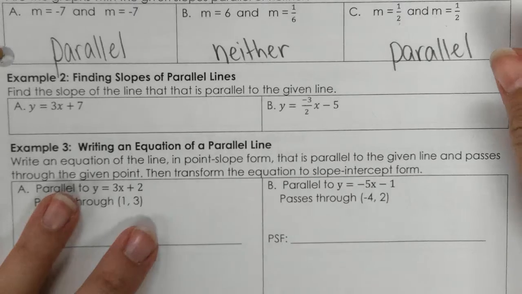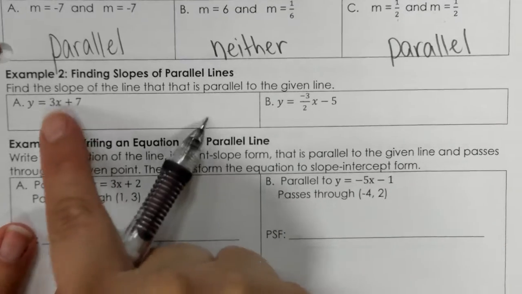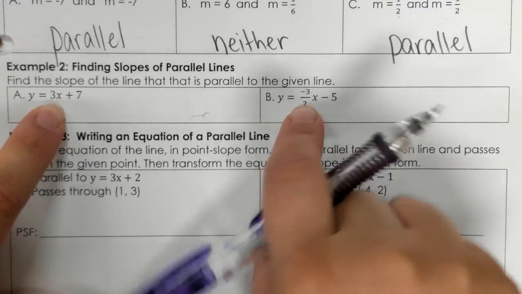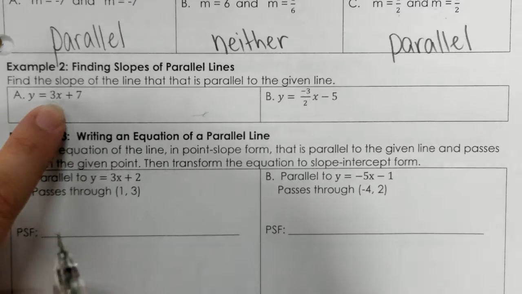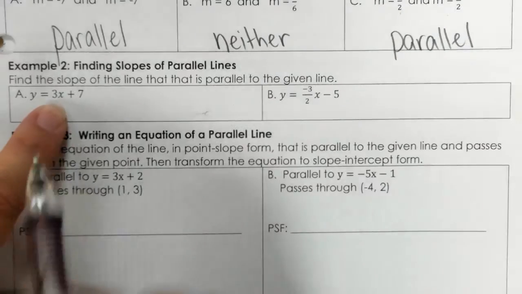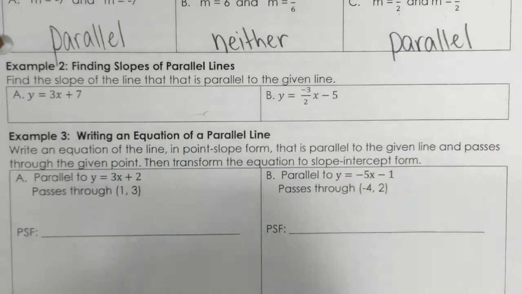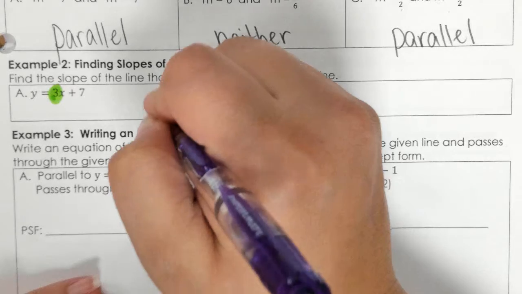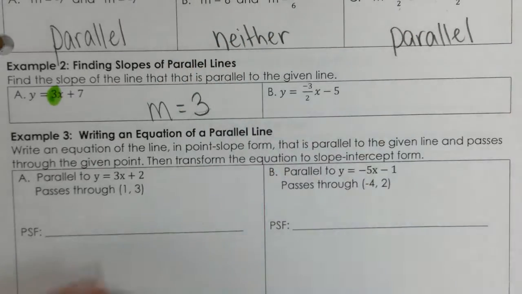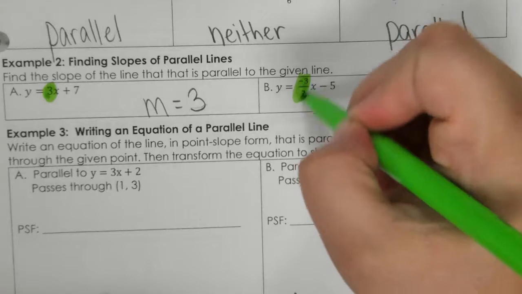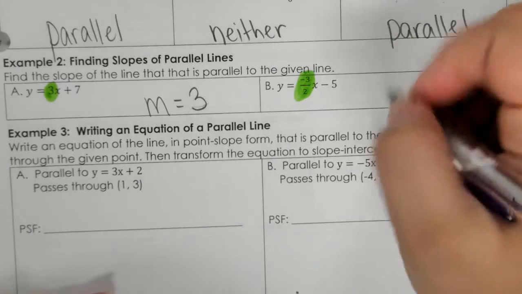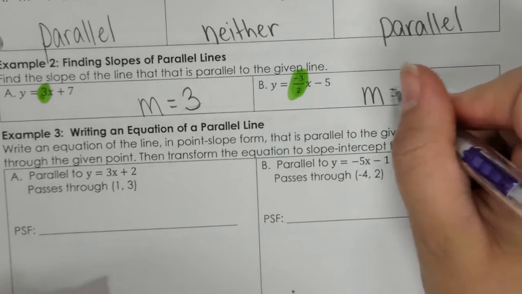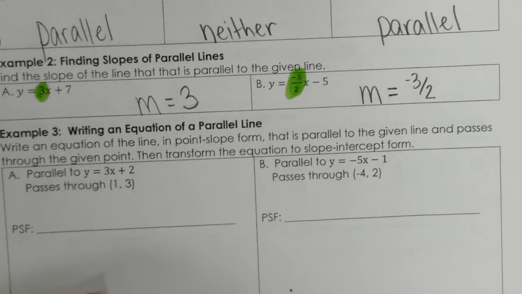Down here in example 2, we have these two equations. We're looking for their slopes in these equations, and we want to find the slope that is parallel to this equation here. The slope here is 3, and so that means that my new slope to my new equation is also 3. Here, my slope is -3/2, so my new slope to the other line parallel to it is also -3/2.